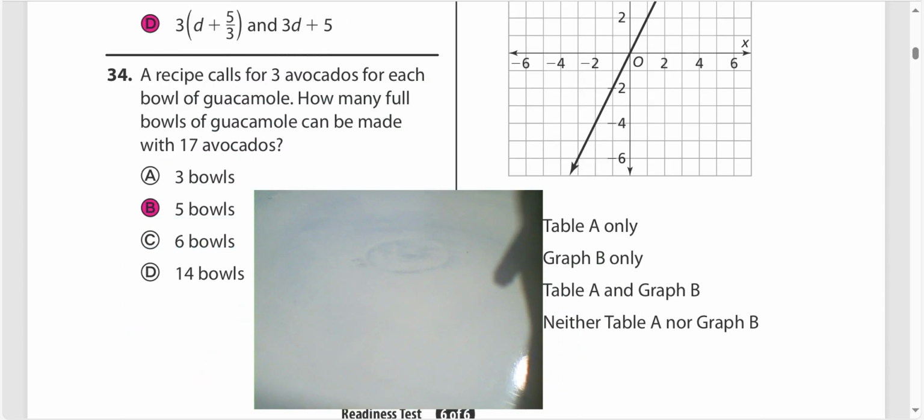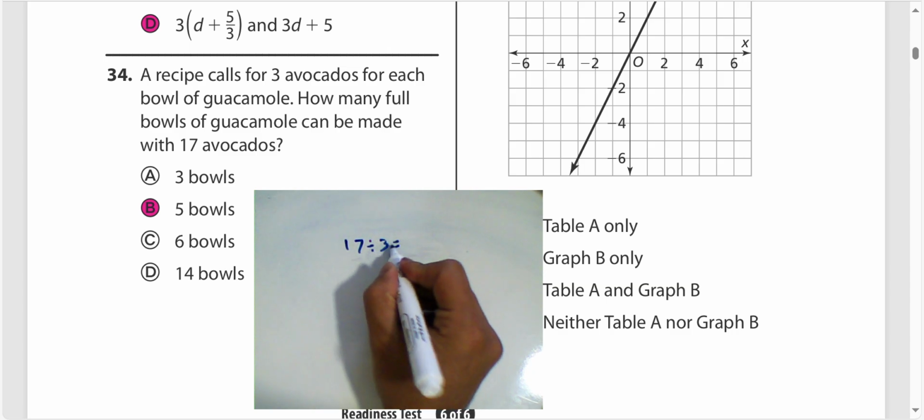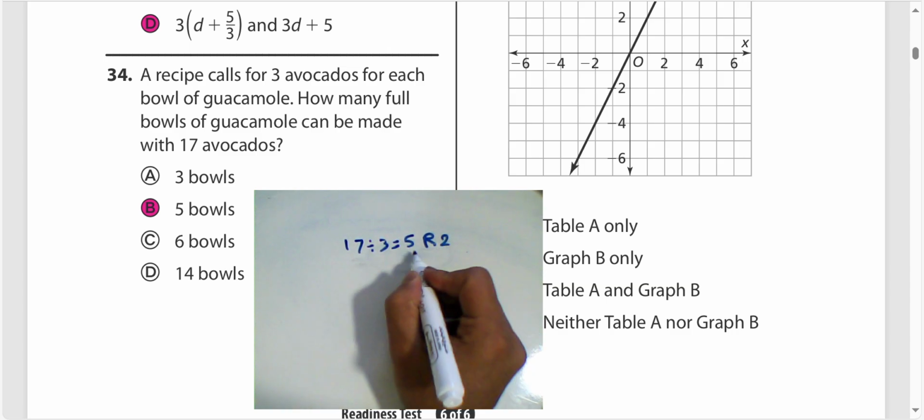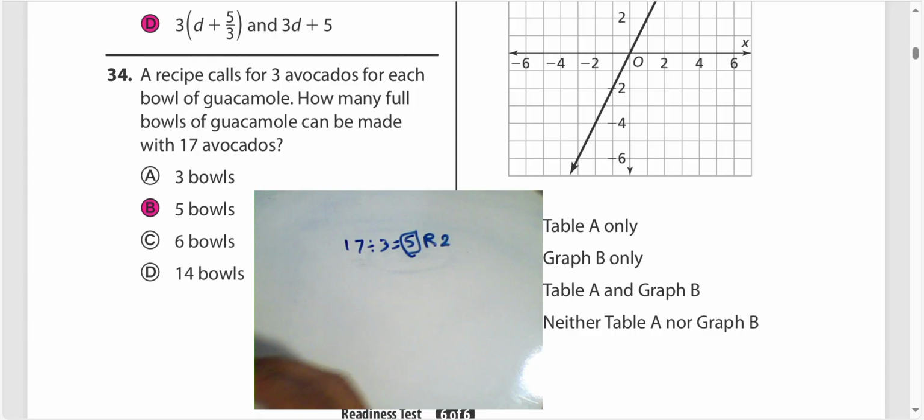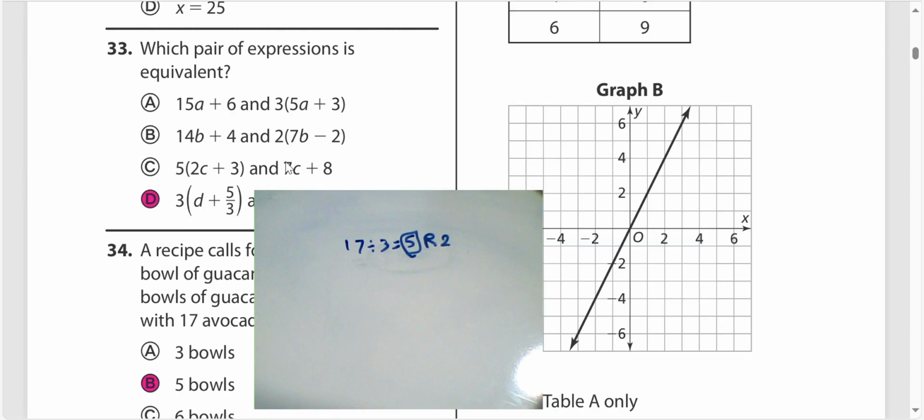A recipe calls for 3 avocados for each whole cucumber. How many cucumbers can be used with 17 avocados? We have here the number 3 times 5 equals 15. It's related to the number, okay? Because 17 divided by 3 equals 5, and the remainder is 2. And the number here will be 5 bowls. Check the remainder.